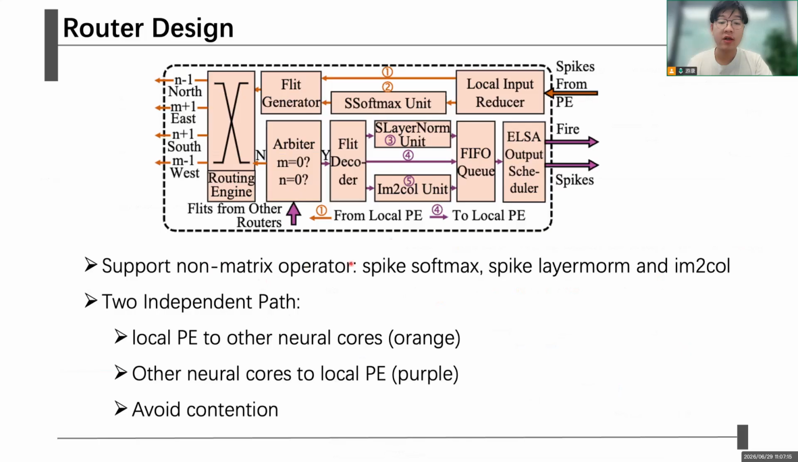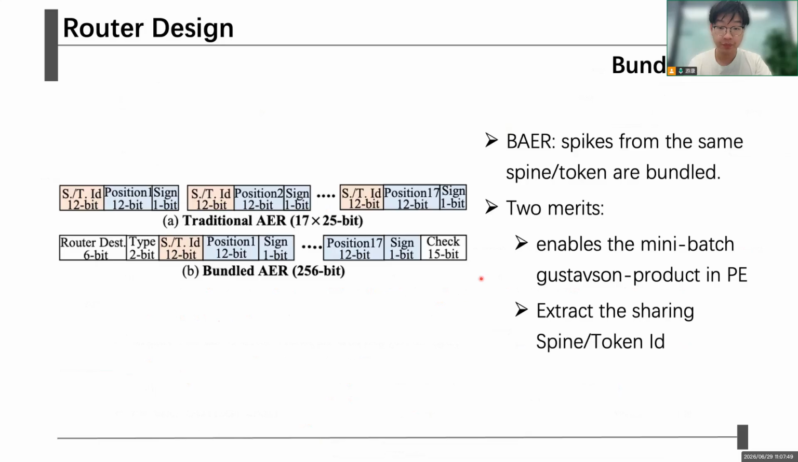For the router design in ELSA, it supports non-matrix operators, including spike softmax, spike layer norm, and others. The router contains 5 distinct data paths, with a local path chosen from 1 and 2 from local PE to other neural cores, and 3, 4, 5 passing from other neural cores to local PEs. This assignment avoids hardware contention in the router hardware.